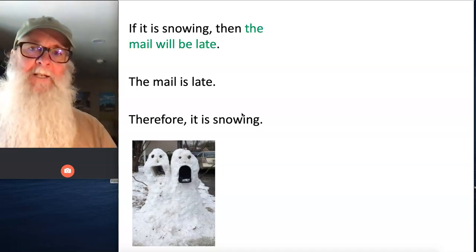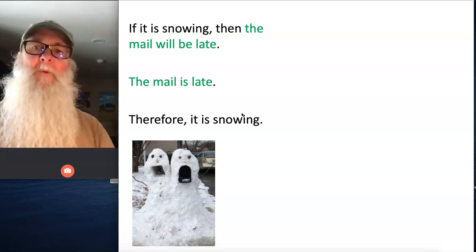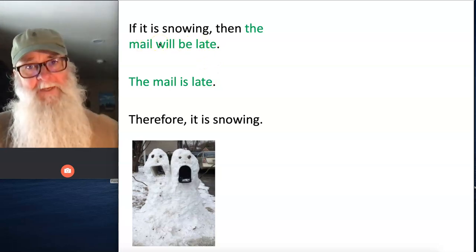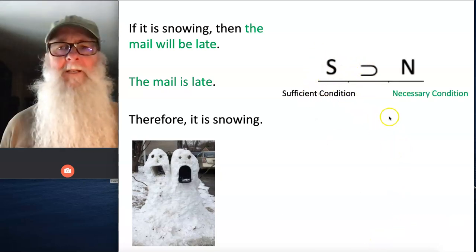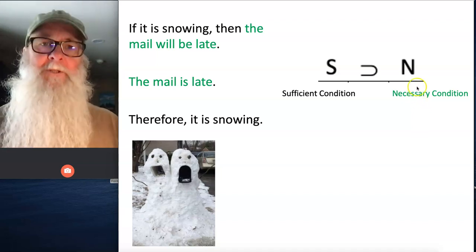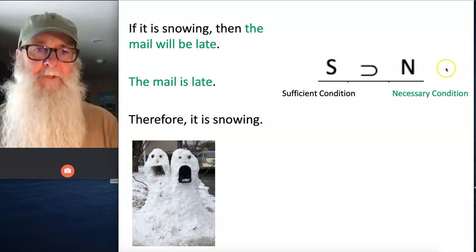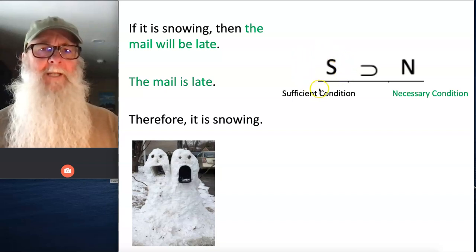Okay, now what's happening here is something similar to what's happening in our other statements. We have this statement, the mail will be late, being asserted in the second premise and also appearing as the consequent, as the thing that follows the then in our first premise. And we know from our discussion of sufficient and necessary conditions that the conditions described by the statement on the right-hand side of the horseshoe are necessarily true in order for the set of conditions described on the left-hand side of the horseshoe to be true. It's necessary for them to be true in order for the conditions on the left-hand side to be true.